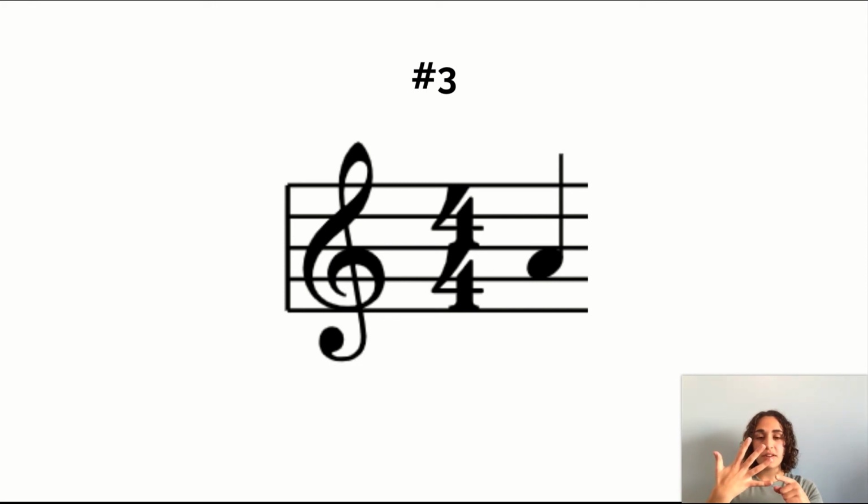All right, let's do it together. It's on the second space, so we're going to stop right there. F, A, and we stop there. So this one is named A.